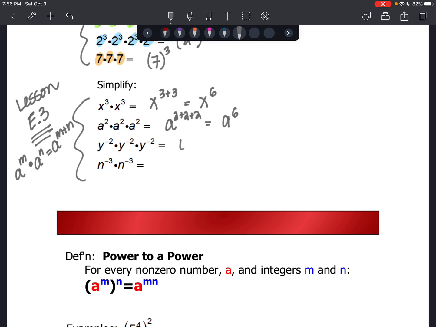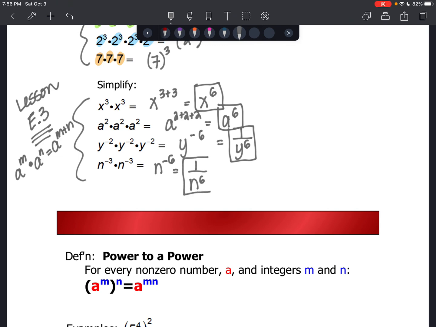y to the negative 2 would be y to the negative 6. And then of course when we simplify that, we make our exponents positive, so we'd have 1 over y to the 6th. And our last one, n to the negative 6. Negative 3 plus negative 3 is negative 6, and that would simplify to be 1 over n to the 6th power.